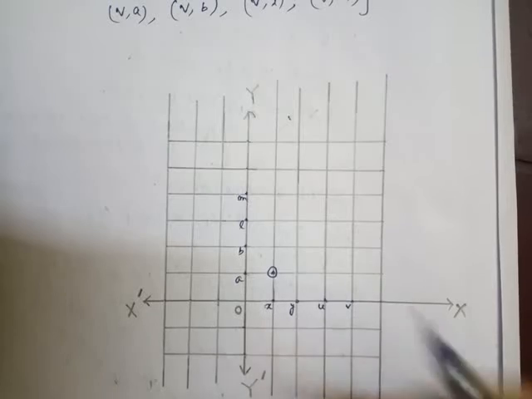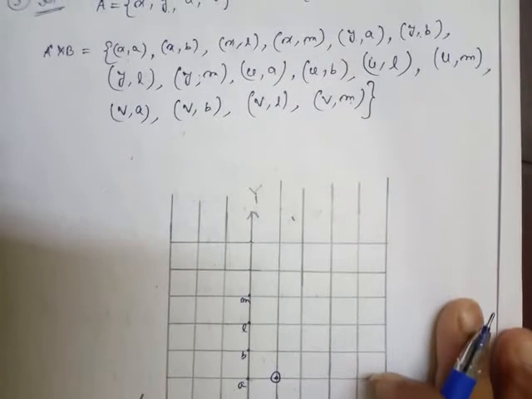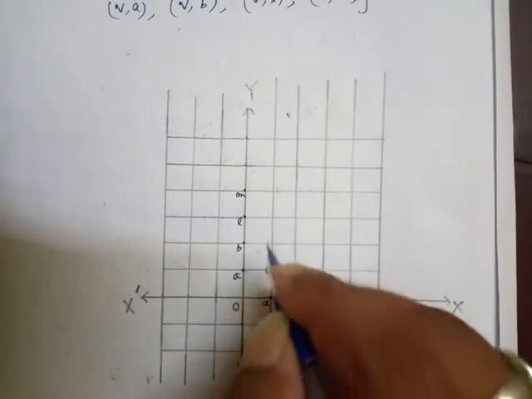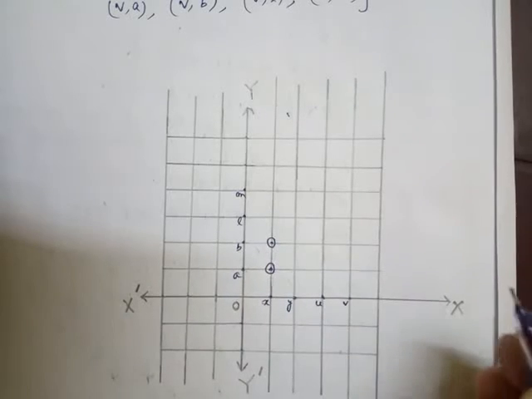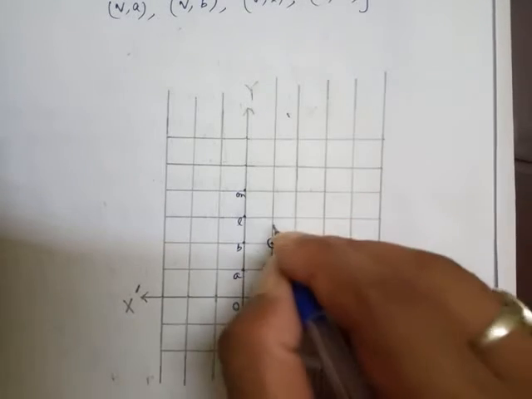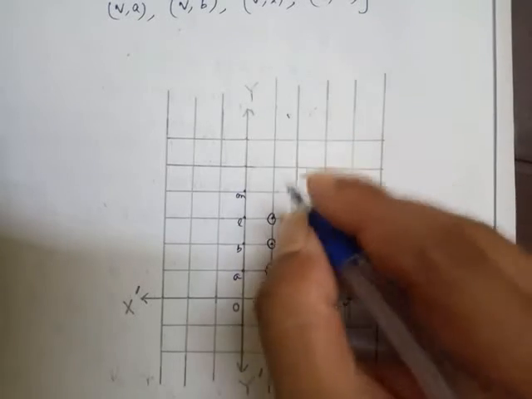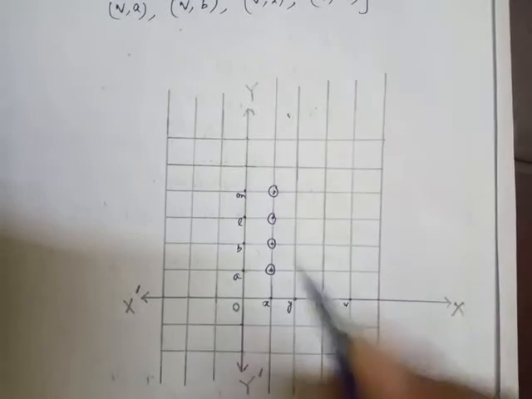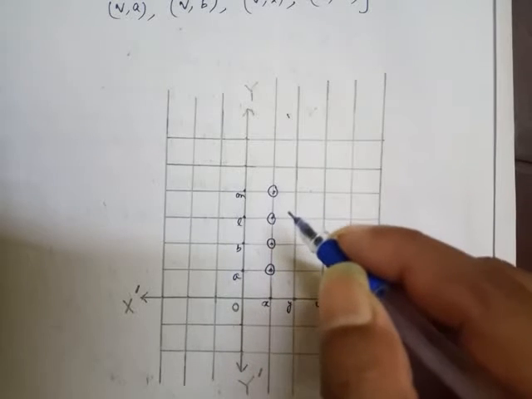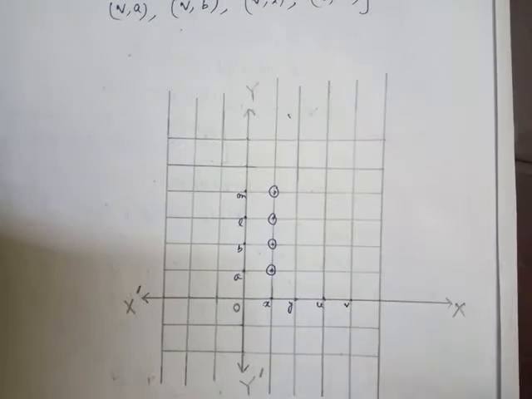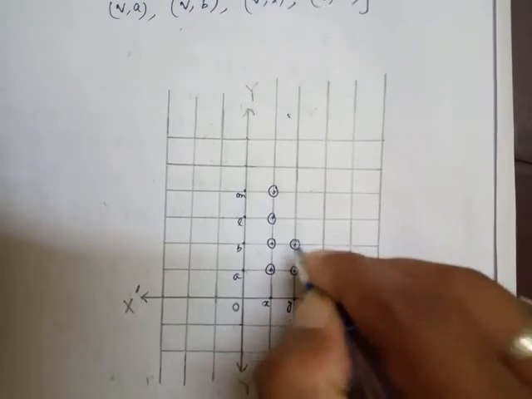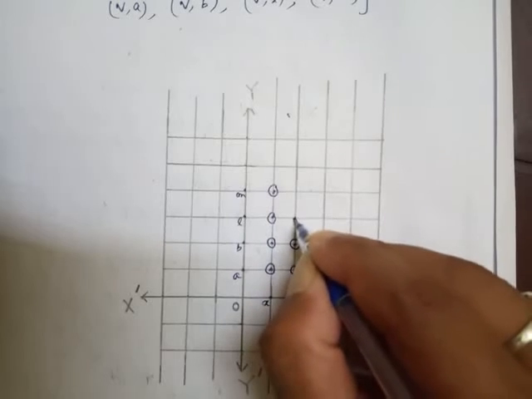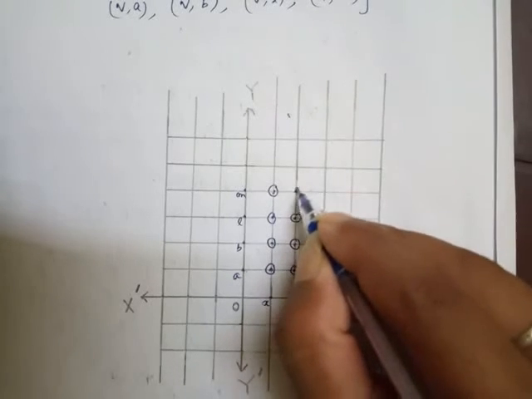This indicates XA. Similarly, the second one is XB, X and B, so XB is here. Now we'll make a ball like this. Next one is XL, XL would be here, ball like this, and XM would be here, ball like this. This line contains XA, XB, XL, XM. Similarly, YA will be here, then YB, then YL, and YM will be here.